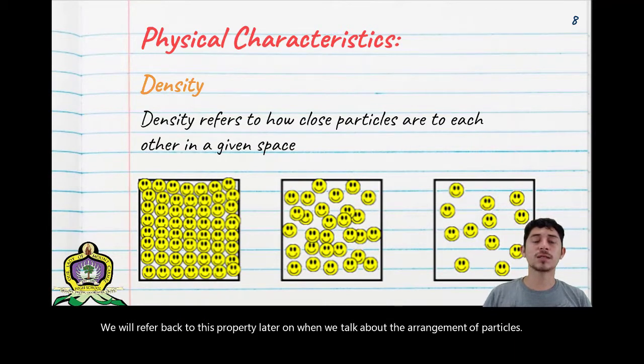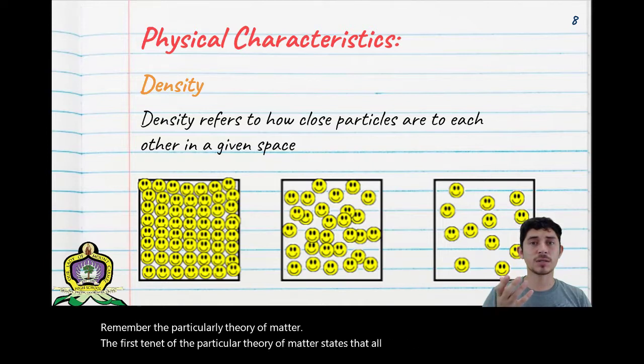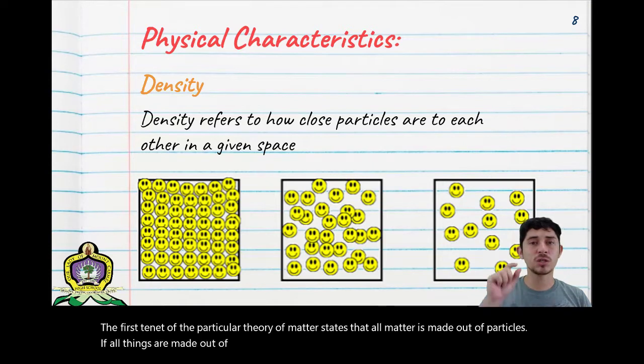Now let us look at the second physical characteristic. The second physical characteristic is density. Remember the particulate theory of matter? The first tenet of the particulate theory of matter states that all matter is made out of particles. If all things are made out of particles, we can imagine small little dots inside every single substance in the universe.